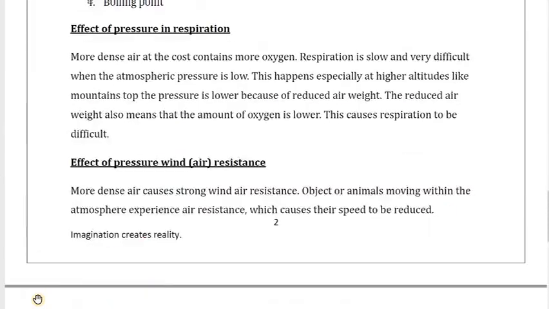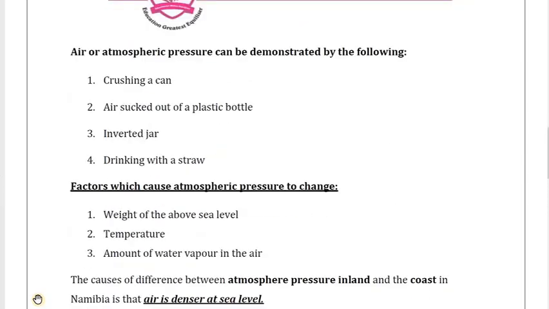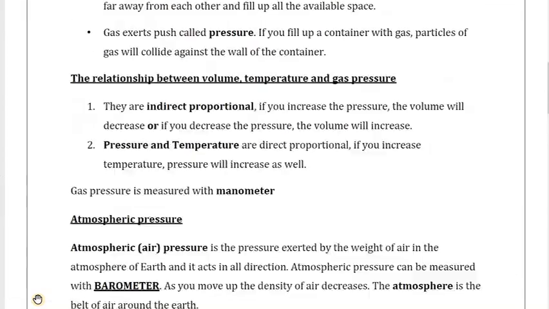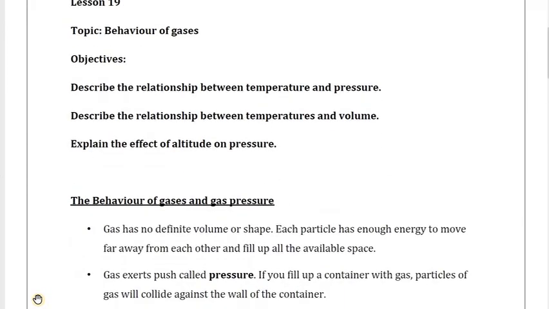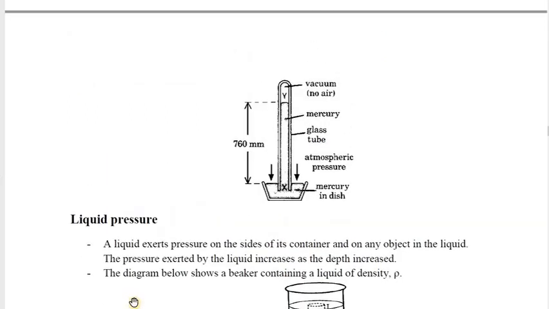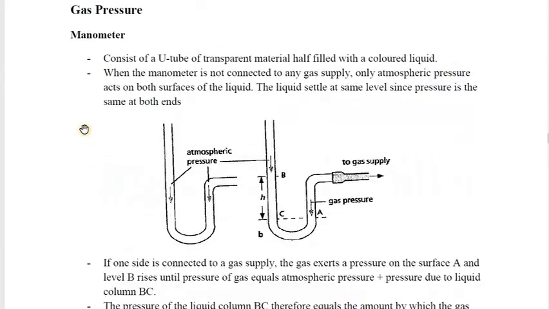But on this PDF, please make sure that you read the entire PDF, and I will explain the remaining concepts in the lesson. I don't want this video to be too long. Just make sure that you look at these diagrams. You look at this diagram for a mercury barometer. This is just liquid pressure. Then a manometer. This is what a manometer looks like. It's connected to a gas supply. It's effectively a U-tube.